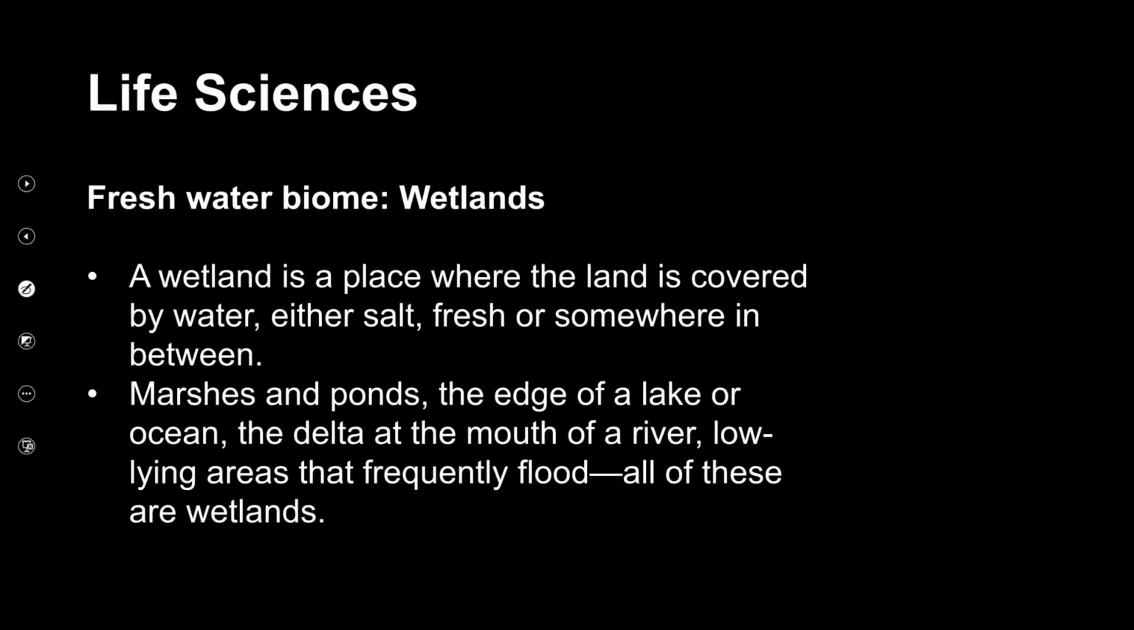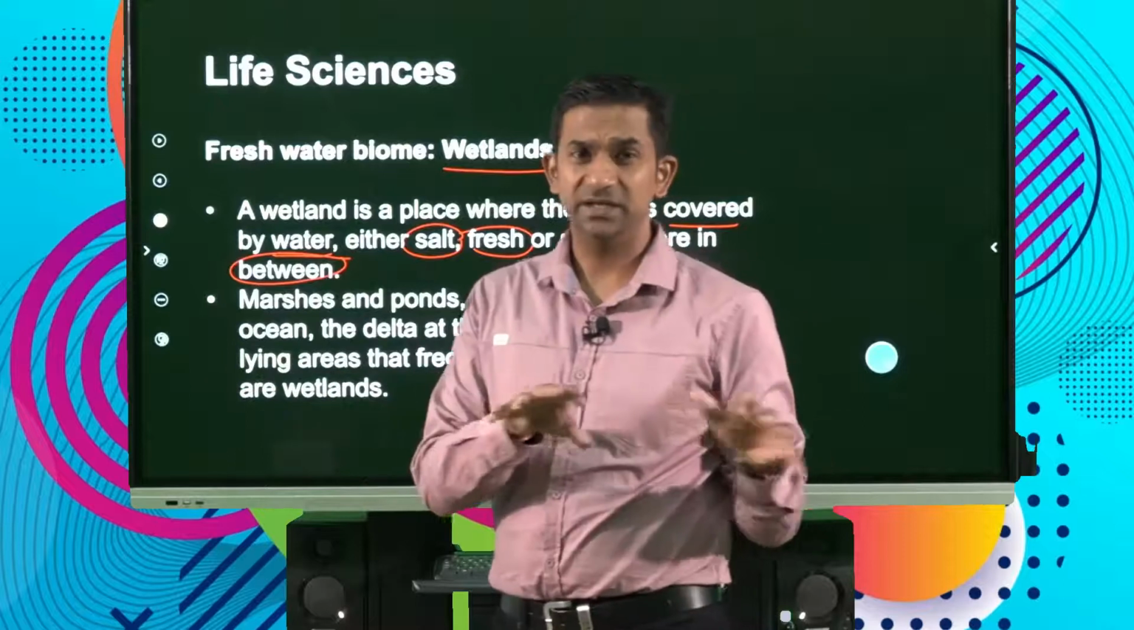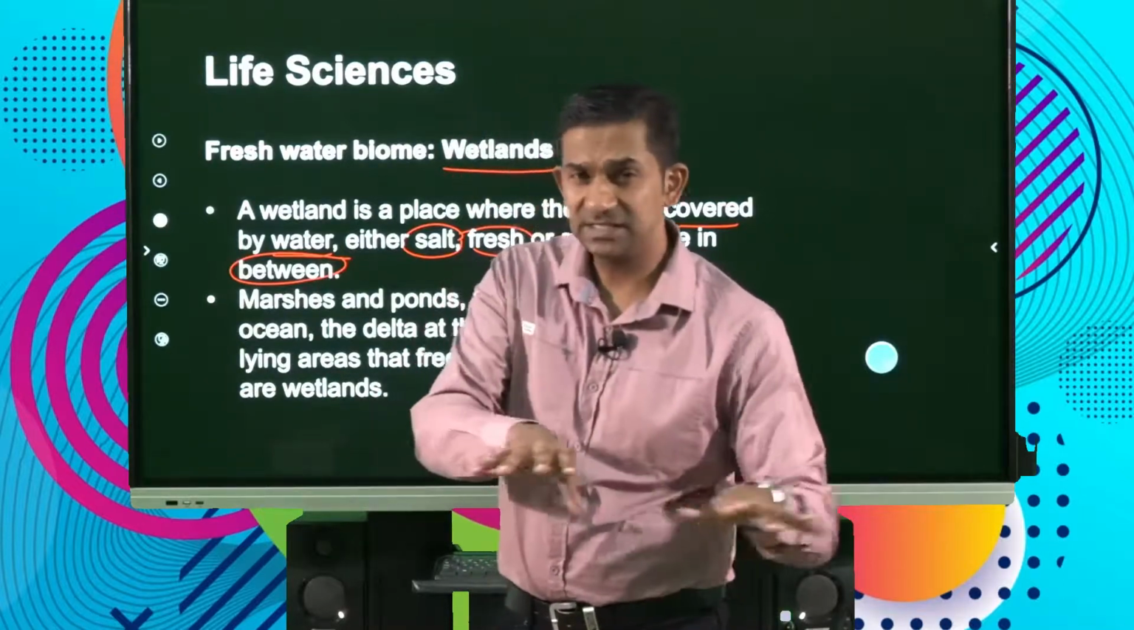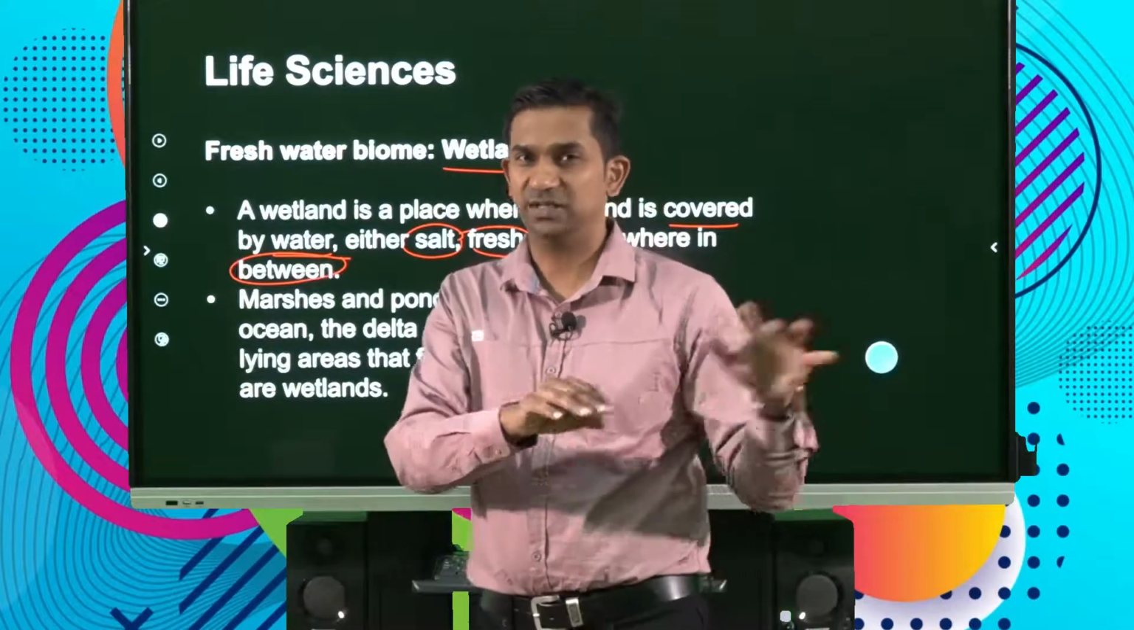So let's look at wetlands. A wetland is a place where the land is covered by water, either salt, fresh, or somewhere in between. And so wetlands are often found in areas where the water collects, and often it's seen sometimes as a transition zone between the sea and the ocean.